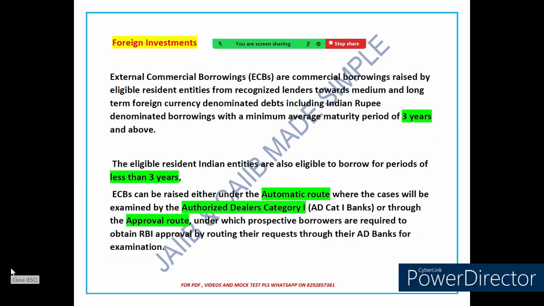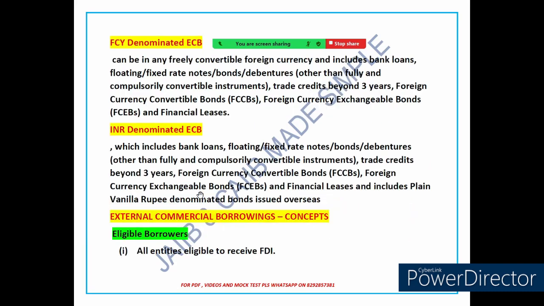Hopefully these things are clear in this particular slide, whatever points we have covered. Now let's move on to two important types of external commercial borrowing. The first is called foreign currency denominated ECB, and the second is called Indian rupees denominated ECB. It might sound tricky, but trust me, we will break it down so it's easy to understand. So let's talk about foreign currency denominated ECB.